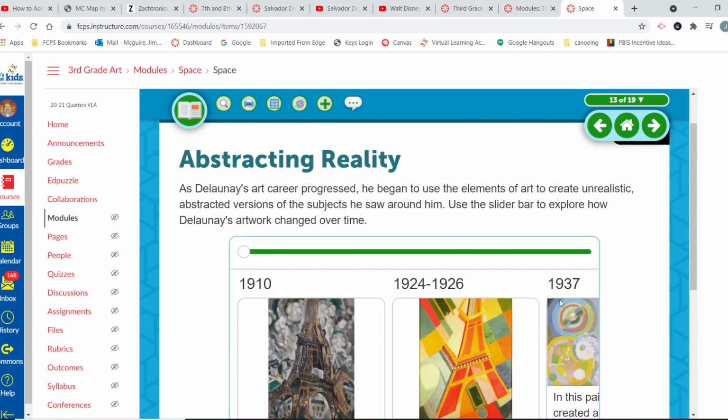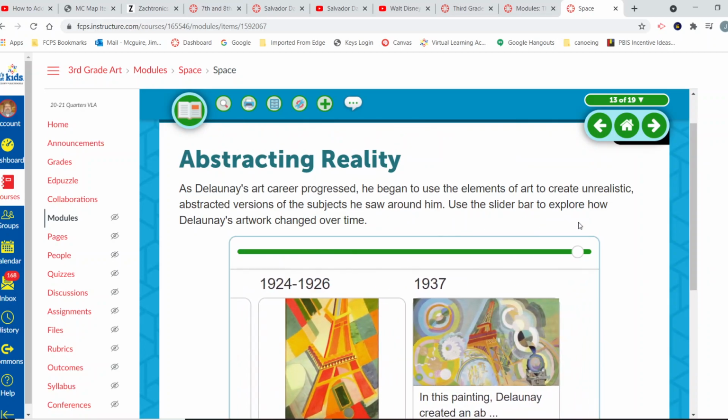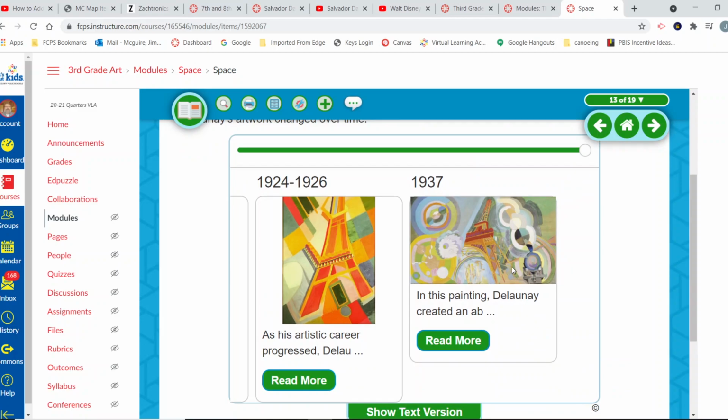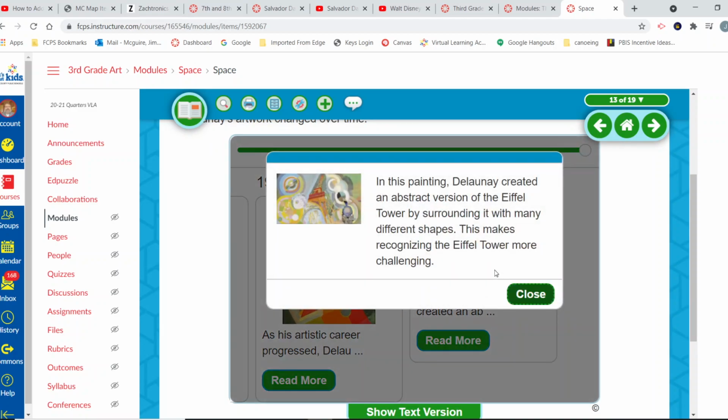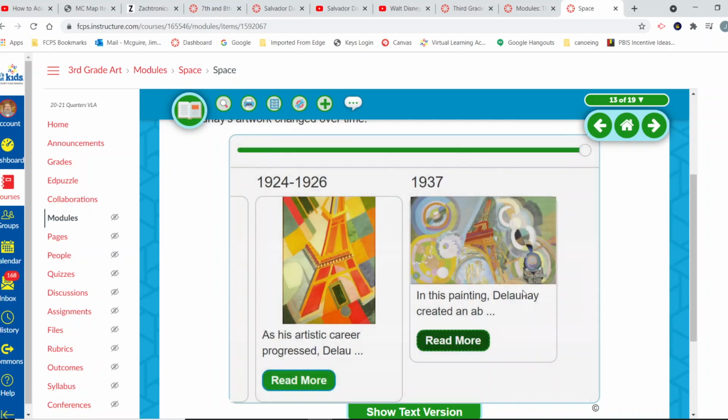And then in the 1930s, we see his work changed yet again, and it's even more abstracted. It's more about shapes themselves. Now, all these are making use of the Eiffel Tower as a subject matter, but we're looking at how he addressed it differently in each of those.